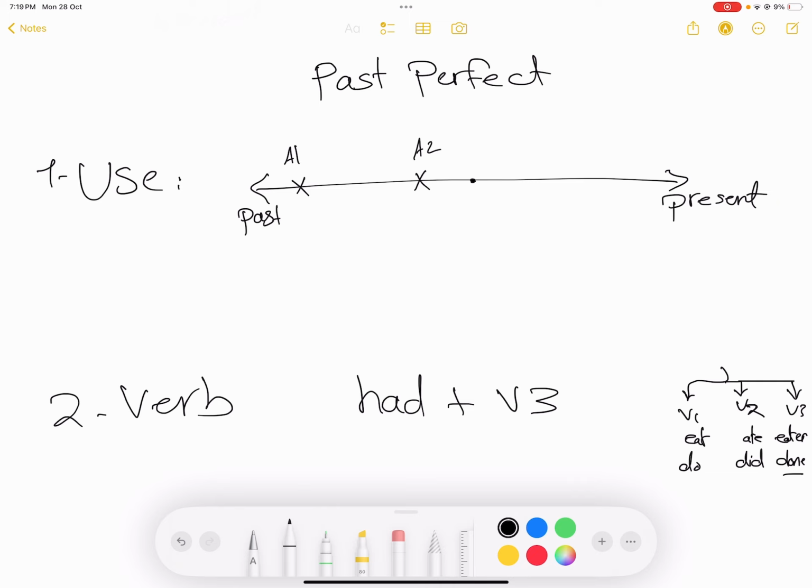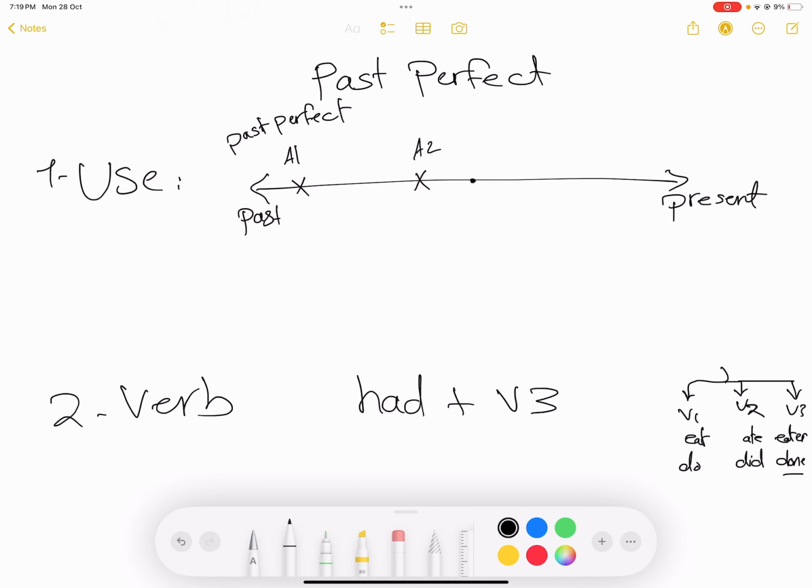So how many actions do I have? 2. Which one happened first, action 1 or action 2? Action 1. Both started and ended in the past or in the present? Past. They both happened in the past. But there is an action that happened earlier. The action that happened first, the one that happened earlier, will be in the past perfect.